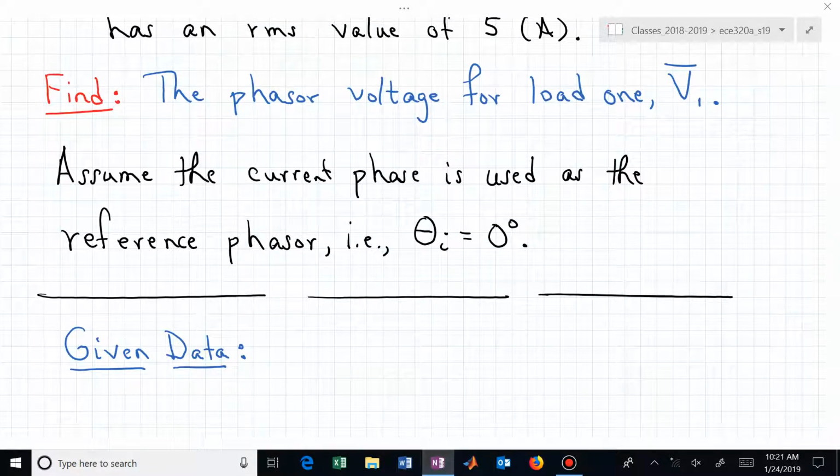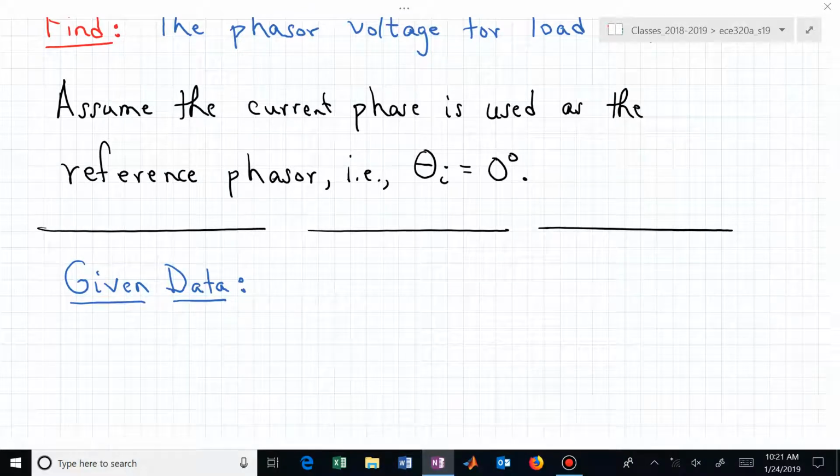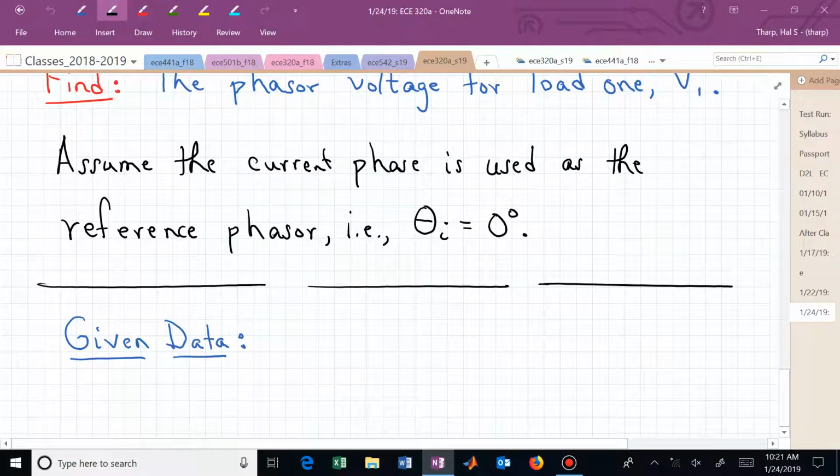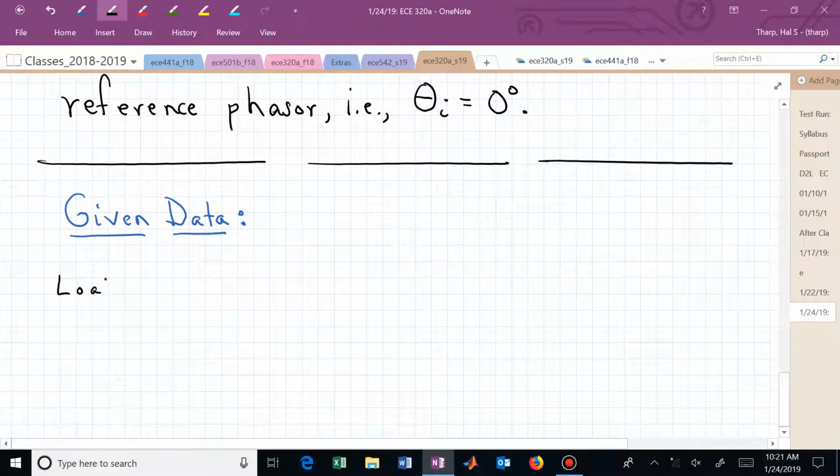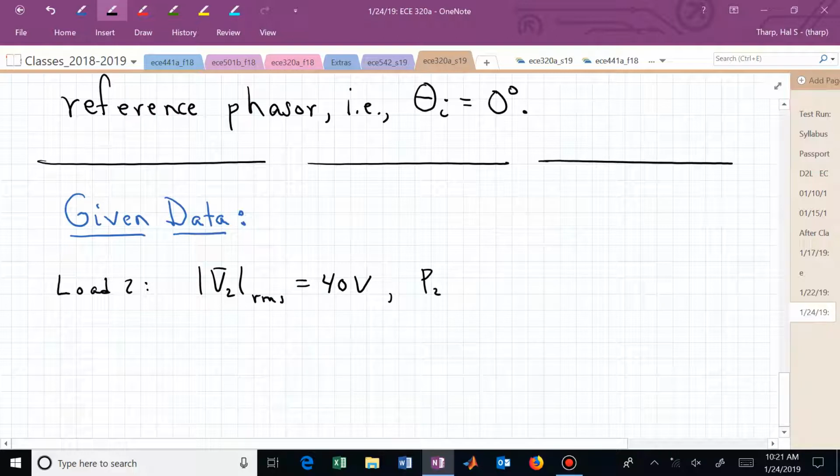So what are we given? Let's remind ourselves and write down the data that we've been given for this problem. We know some information about load 2. For load 2, we know its voltage magnitude is 40 volts. And we know P sub 2 is 80 watts, and Z sub 2 is inductive.